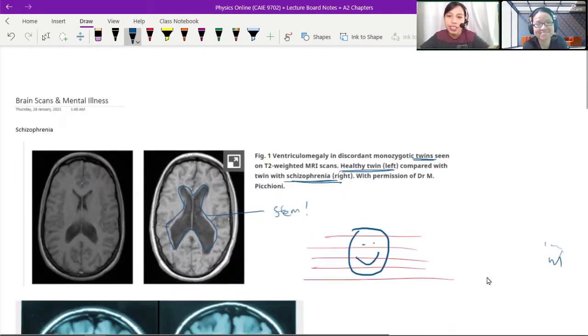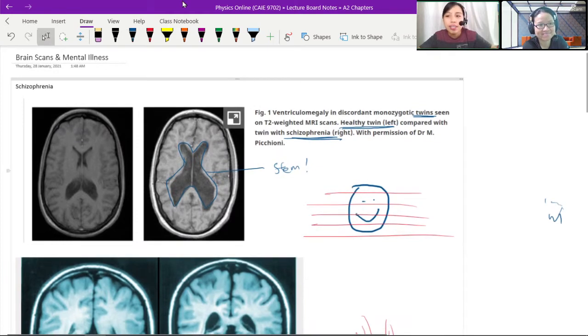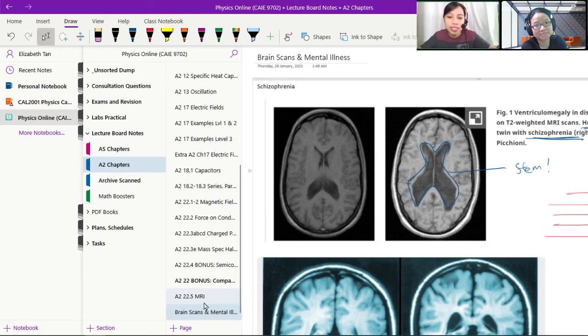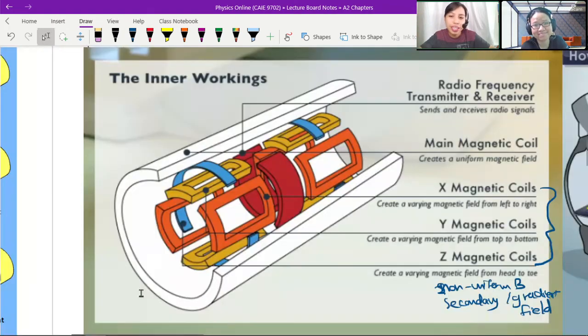So pretty interesting, brain studies. If you're more interested, go study neurology in the future, or just go study psychology. One of those, you will see a lot of this. Either one also can.